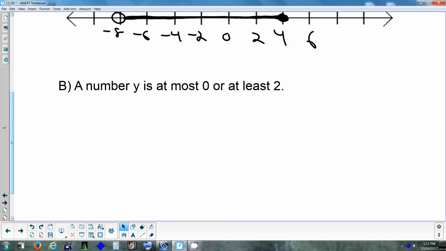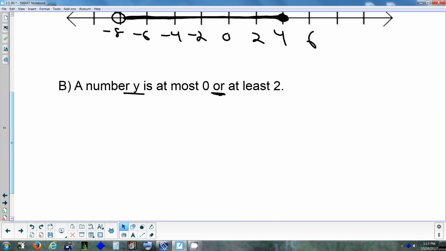It says a number y is at most 0 or at least 2. So Connor, what kind of problem do you think this is going to be? Is this an and or is this an or? It's an or. Yeah, it's an or because it says or. So before we even start, which way are we going to be shading in this problem? Between or opposite directions? Right. When we're done, we should have something that looks like that, shading in opposite directions.